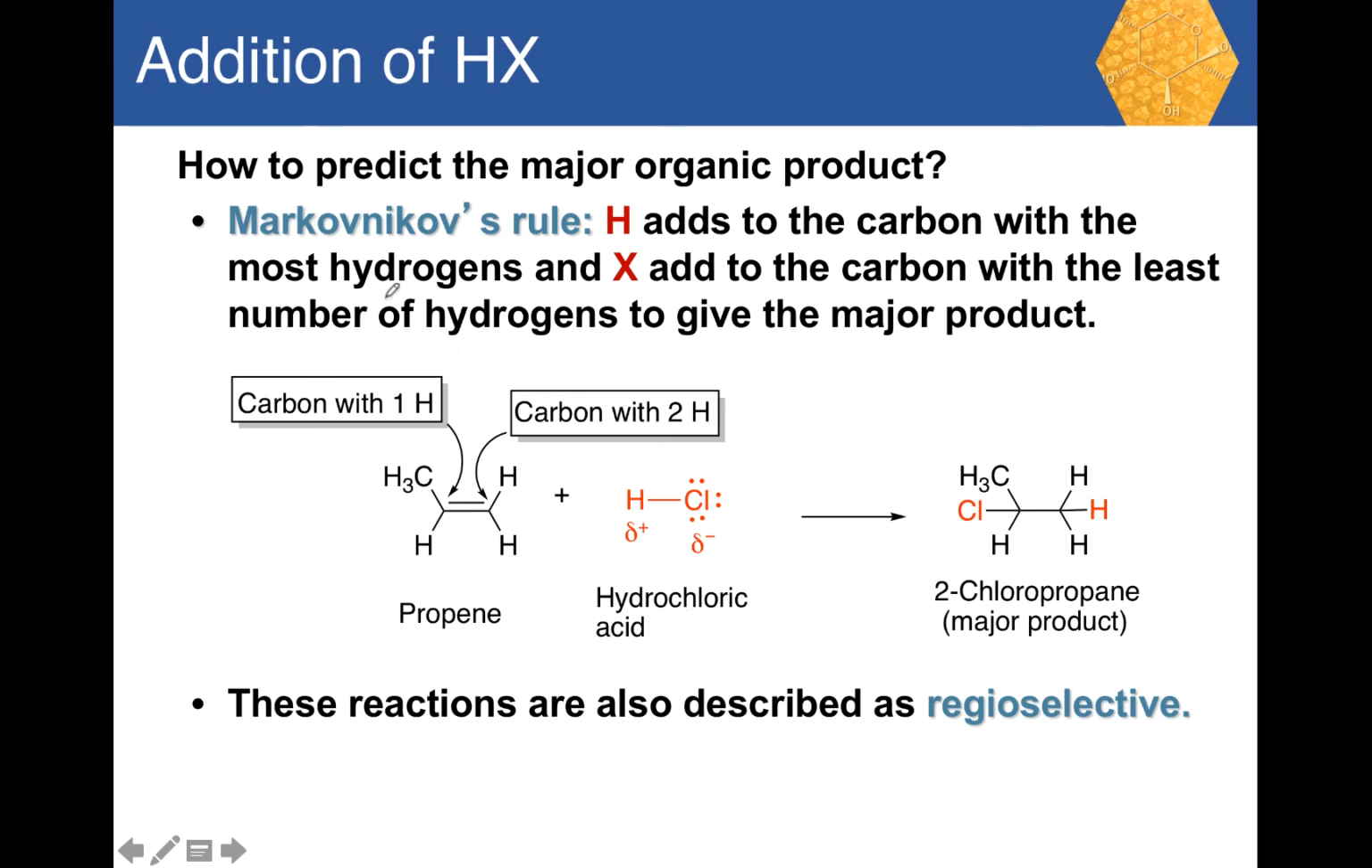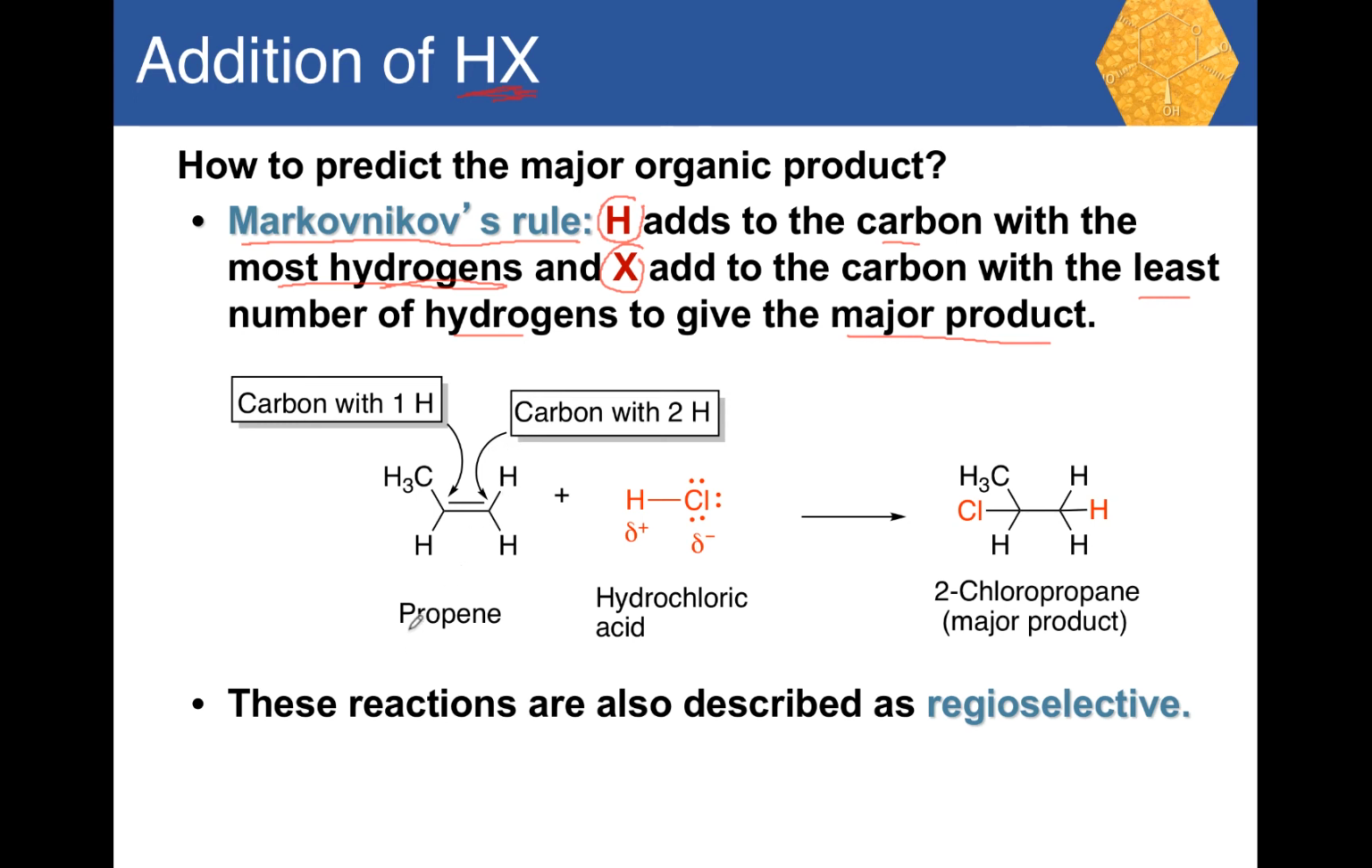We have a rule that was discovered by a Russian chemist called Markovnikov. So the rule is known as Markovnikov's Rule. Let's state that and then we explain it. It states that the hydrogen of HX always adds to the carbon with the most hydrogens. And the X of HX, so it could be the chloride, adds to the carbon with the least number of hydrogens to give the major product. So let's apply that and then we come back and summarize it.